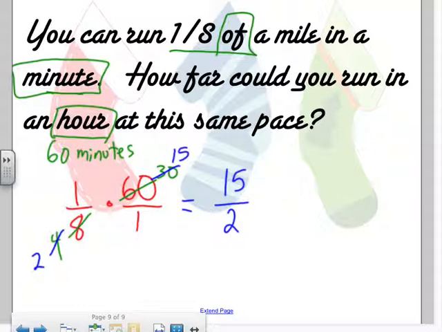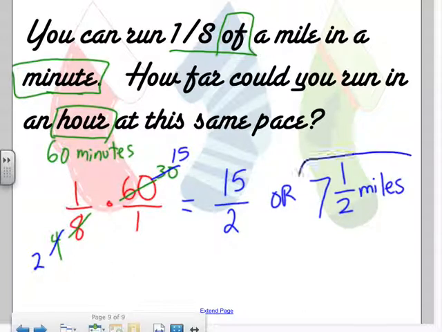And this is one example where the improper fraction doesn't really make sense to leave it like that. You're asking how far could you run. You normally don't go, oh, I can run 15 halves of a mile. That's weird. So go ahead and change it. That would be 7.5 miles. And so this is an answer that makes a lot more sense. If you tell someone I can run 7.5 miles in an hour, they know what you're talking about as opposed to 15 halves.